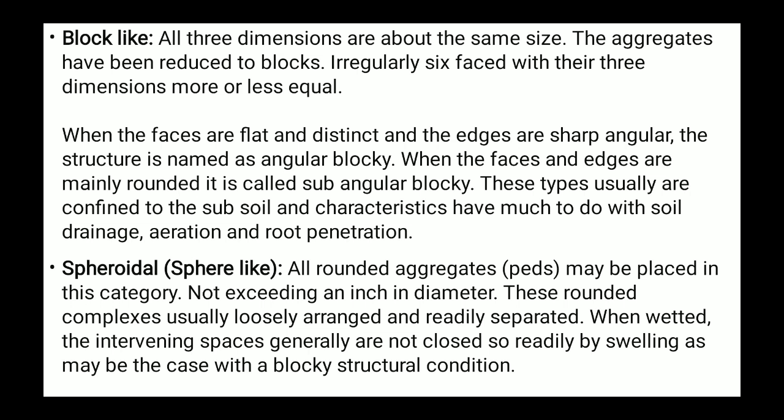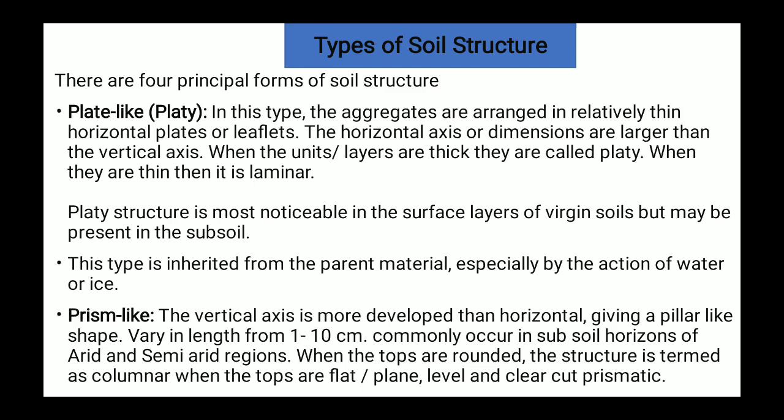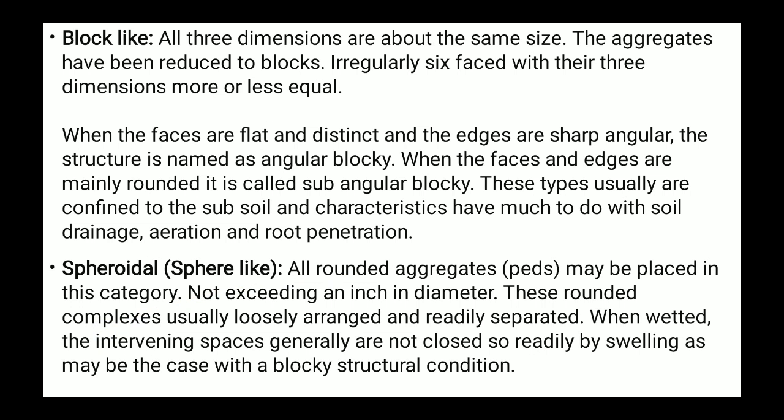Then the other type of soil structure is block-like. All three dimensions are about the same size. The blocks are irregular, six-faced, with their three dimensions more or less equal. When the faces are flat and distinct and the edges are sharp and angular, this structure is named angular blocky. When the faces and edges are mainly rounded, it is called subangular blocky.